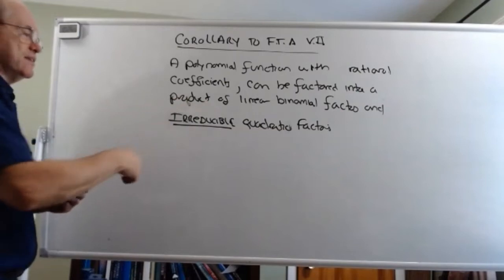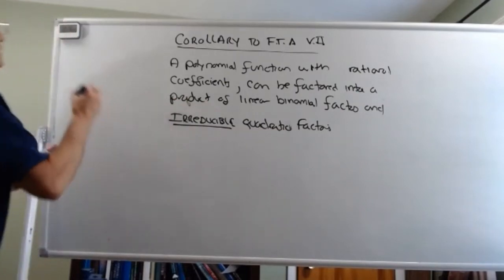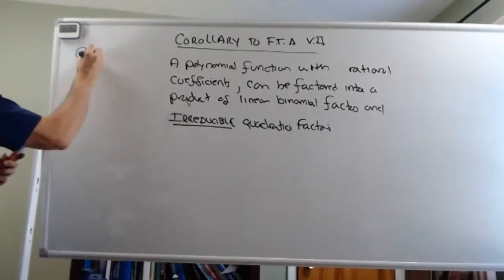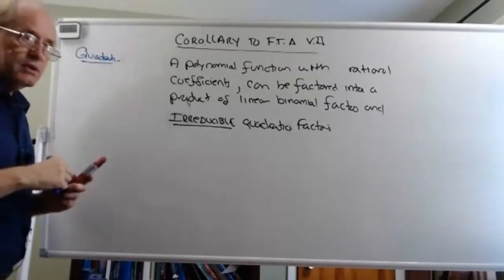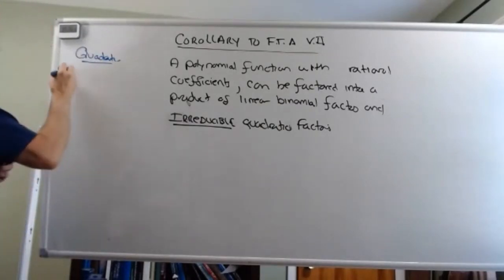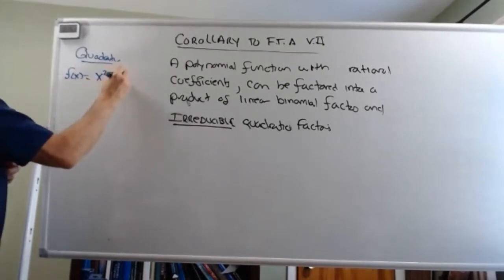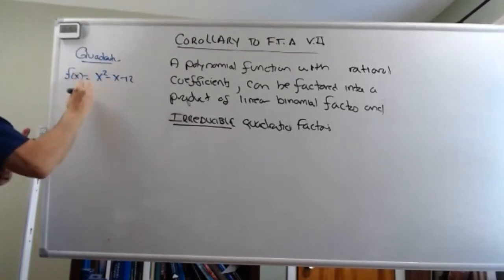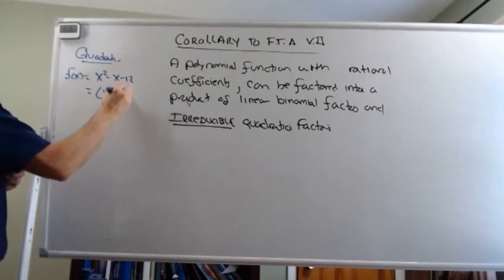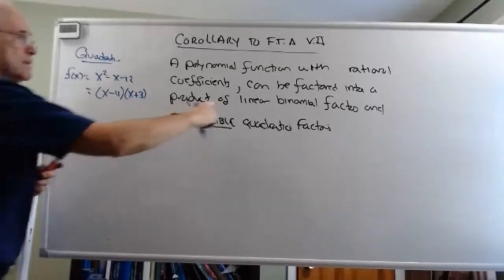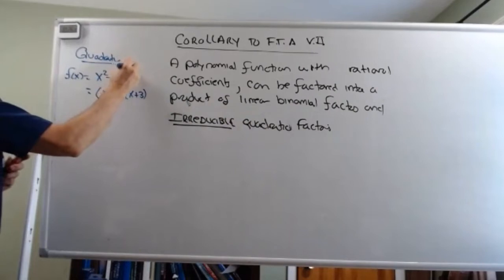Let's take a look at some quadratics. I'm going to look at the difference between something that is reducible and something that is not reducible. So here's a quadratic, say x squared minus x minus 12. That is reducible because I can write it as x minus 4 times x plus 3. This is an example of linear binomial factors. So this is reducible.